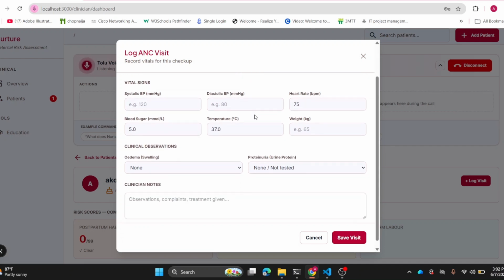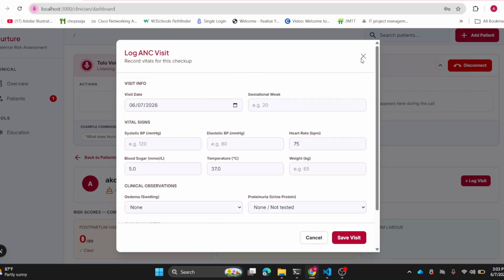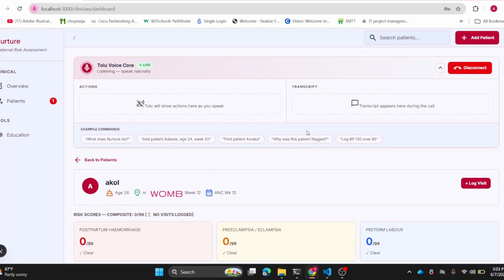So they can add the patient. Yes, I can add patients. What is the patient's full name and current gestational week? Right. So she can also add patients.